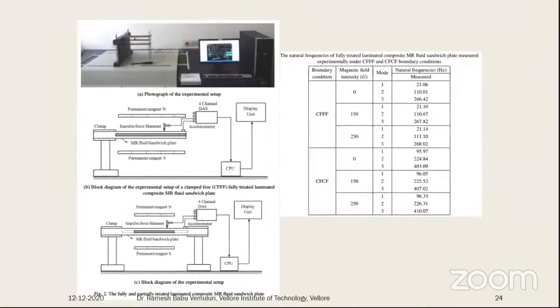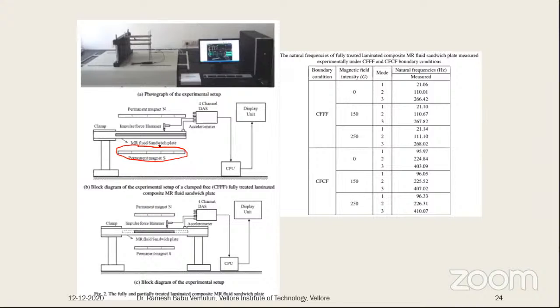Then this is the modal analysis testing facility. Actually, we did vibration analysis here. Here you can observe there are permanent magnets kept at the top and the bottom. Actually, it is not shown exactly here. They are touching here. The magnetic material will touch here.